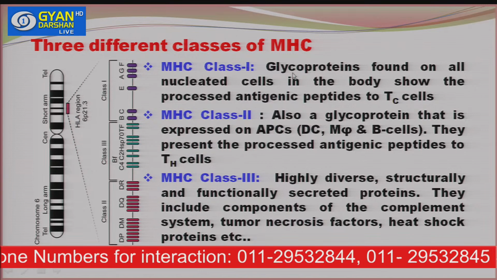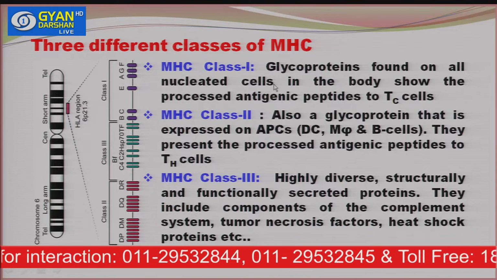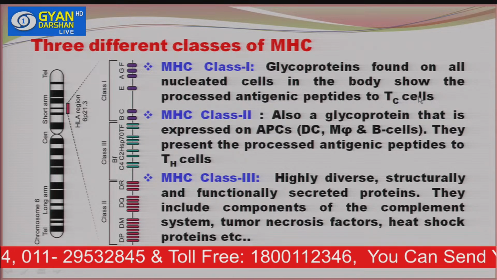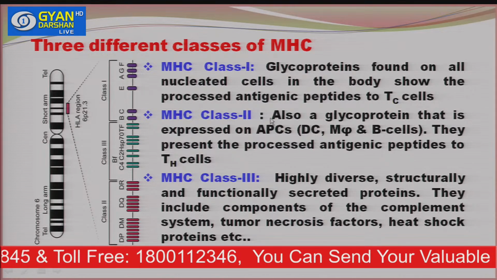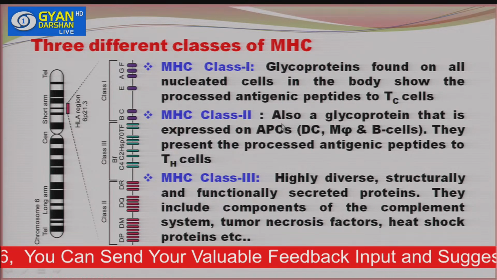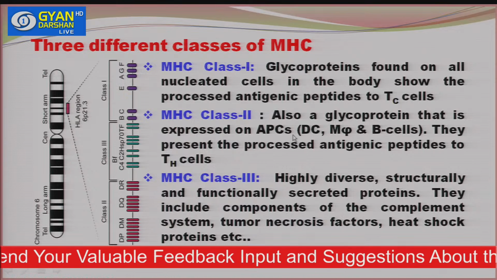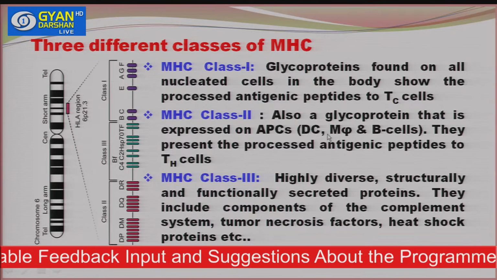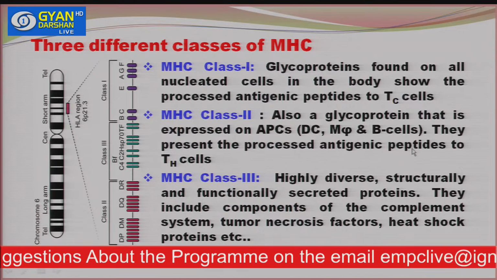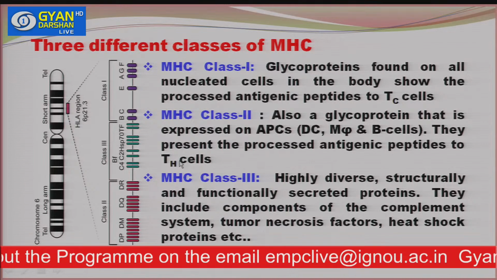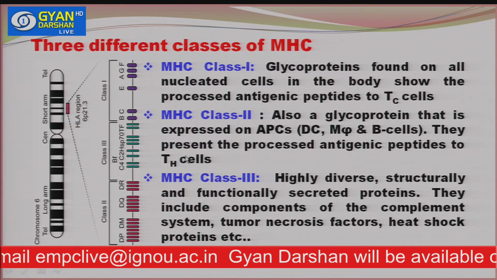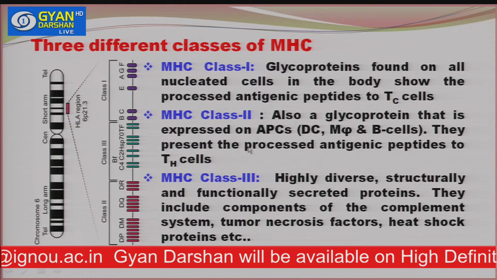MHC class I is a glycoprotein found on all nucleated cells in the body, which presents processed antigenic peptides to the cytotoxic T cells. MHC class II is also a glycoprotein, expressed on the APCs, basically antigen presenting cells. These include cells like dendritic cells, macrophages and B cells. They present processed antigen peptides to the T helper cells. So the T cytotoxic cells are involved with class I, and the T helper cells are involved with the MHC class II molecule.